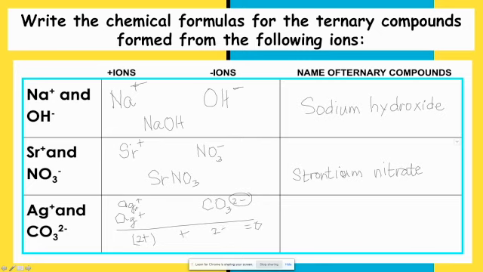What is now the formula? We have Ag2 because there are 2 atoms of silver, and then CO3. You don't have to enclose it in parentheses because we have only 1 atom of carbonate. So the name is silver carbonate.